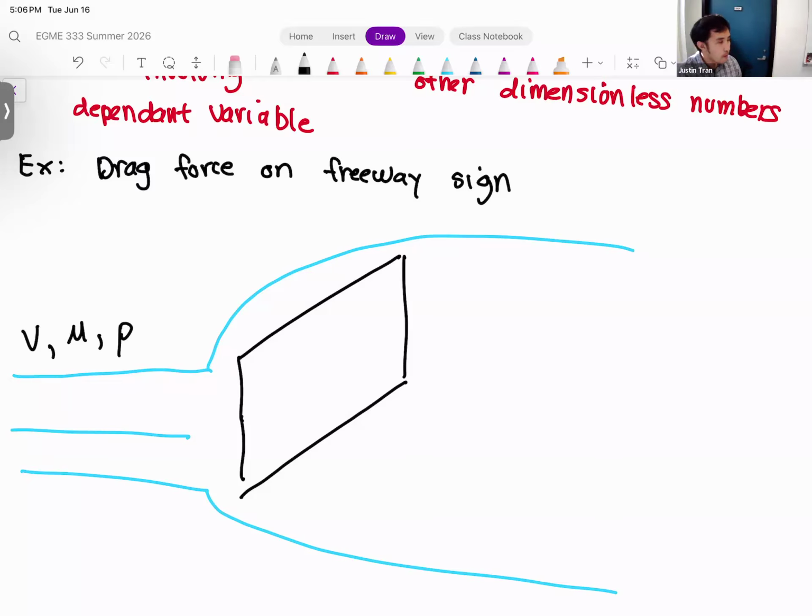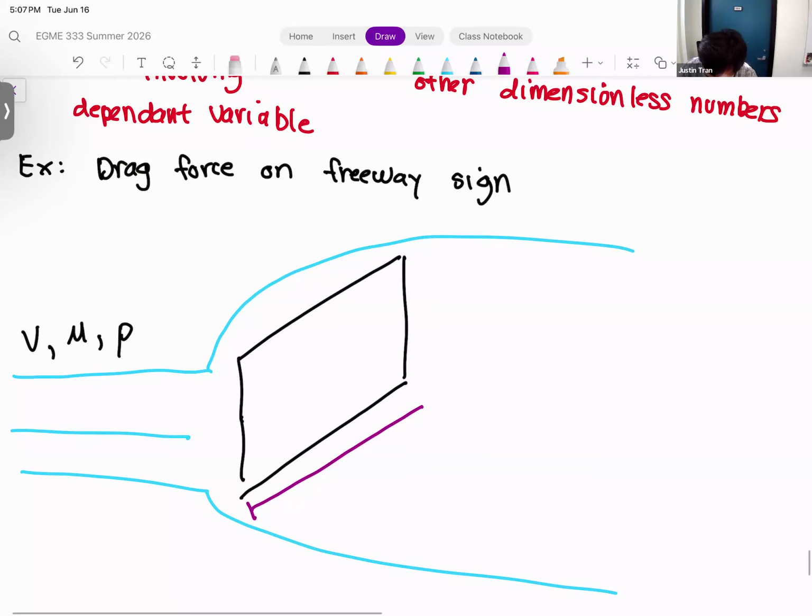Not all that different from our pipe flow, right? Generally, if you're looking at fluids, these three culprits are always there: velocity, viscosity, density. We also know the physical dimensions of the sign. So we know the width of the sign, and we have the height as well.